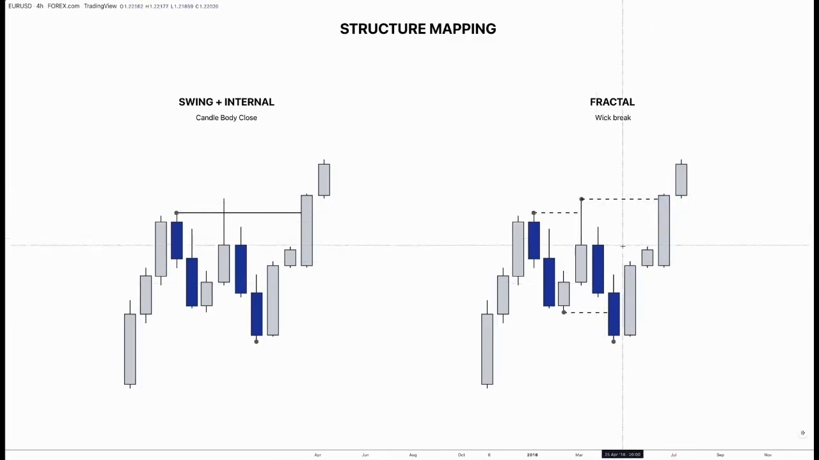So you can see that this is the exact same price action as we have over here, but the trend changes way quicker here, because it's a lot more aggressive that we're using wick breaks. If you want to trade the way that I do, and how the majority of us do in the community, this is how we separate these out. We use candle body closes for the swing and internal structure, but we use wick breaks for fractal structure. Hopefully that makes sense.